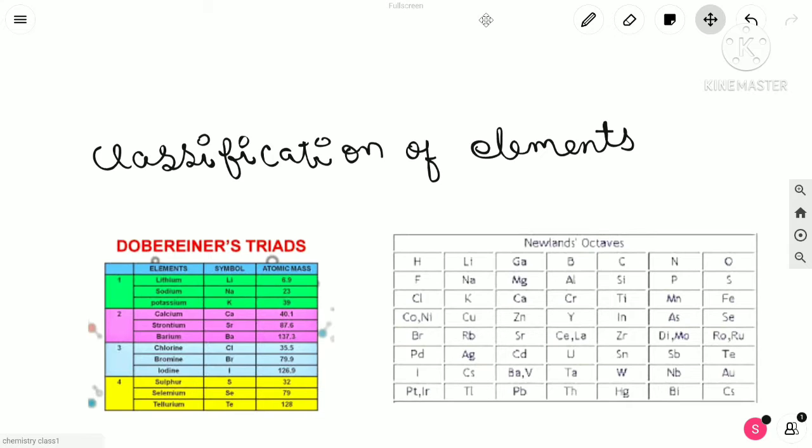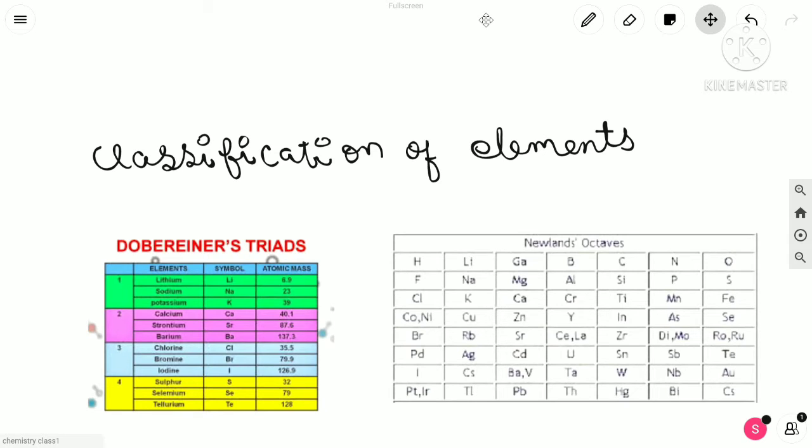Döbereiner thought of groups of three atoms, in which if the second atom's atomic mass is the arithmetic mean of the atomic masses of the other two, then they would have similar properties. They did have similar properties, for example lithium, sodium, potassium, and chlorine, bromine, iodine. He thought that probably this was a general trend, but unfortunately it was not the reality. It worked for some elements, but could not explain other elements.